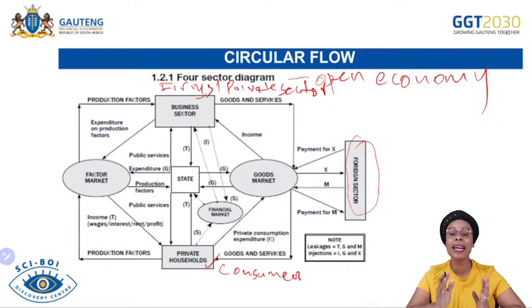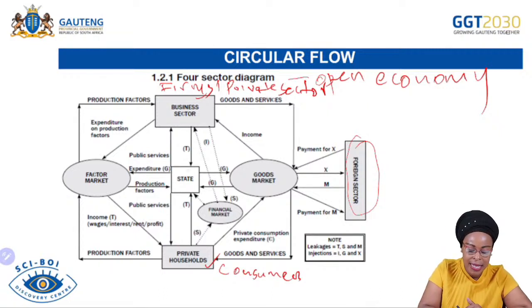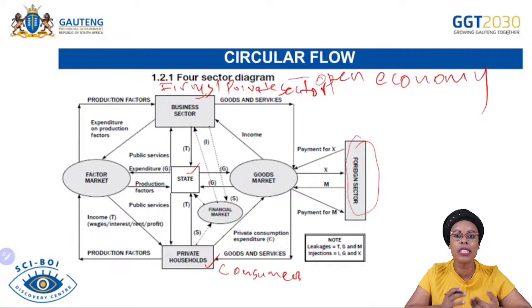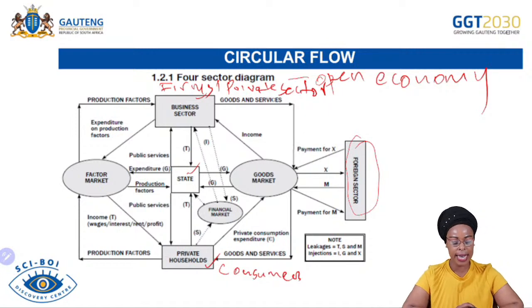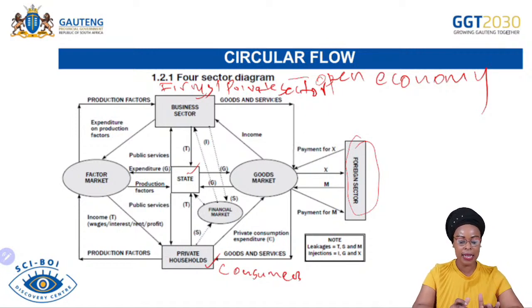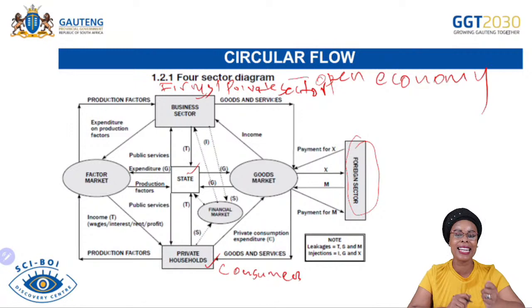We also have another participant, which is the state. The state, you can call it the government, or public sector. Then we have the foreign sector. So what is happening is that these participants interact with each other in terms of production, spending, and income.